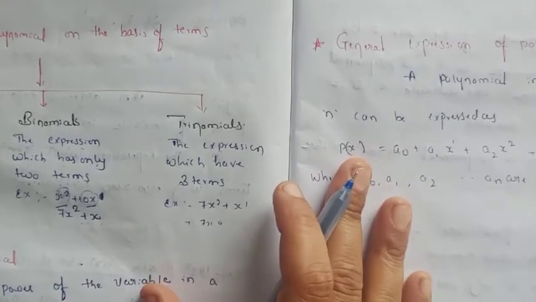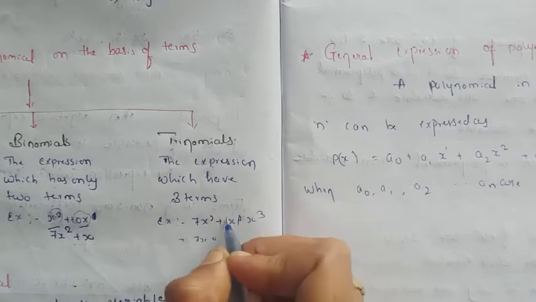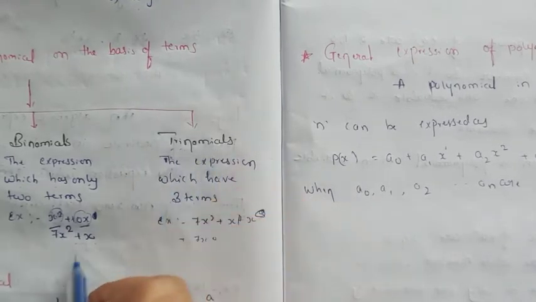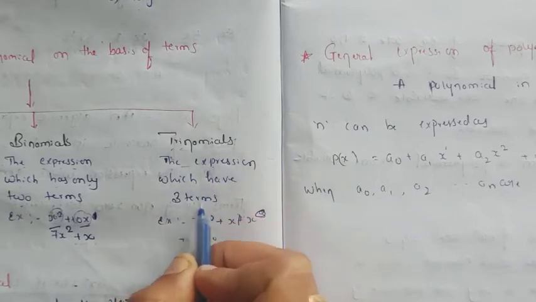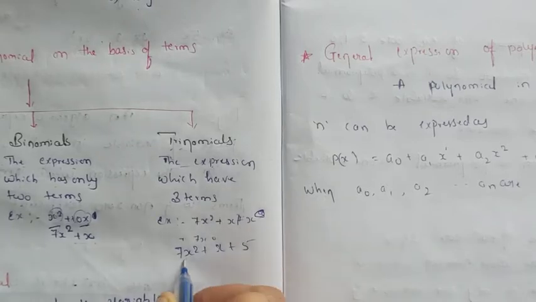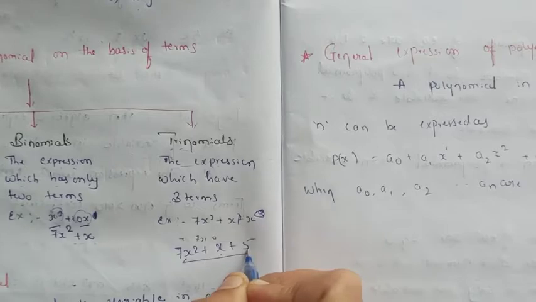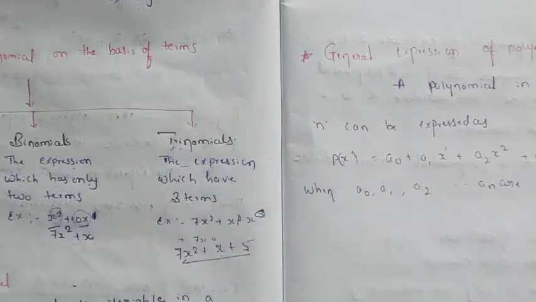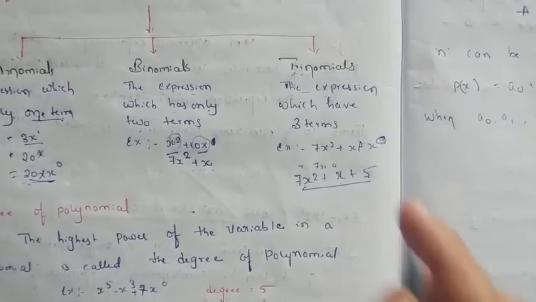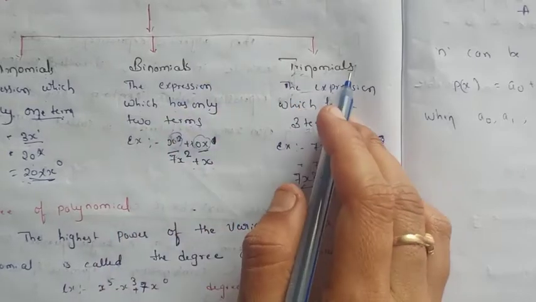Next, x cube, x to the power 0. A trinomial means an expression which has three terms, like x square plus x plus 5. These are three terms: this is one term, second term, third term. Then it is called a trinomial. The expression which contains three terms is called what? Trinomial. On the basis of terms we have divided into monomials, binomials and trinomials.